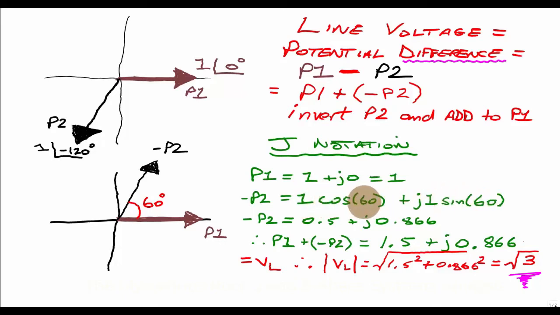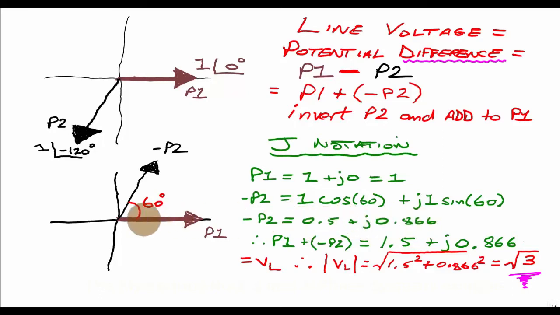So 1 times the cos of 60 on your calculator, you just basically write cos 60, and it will give you 0.5. Okay. If you then work out what the sine of 60 is, the sine of 60 comes to be 0.866. So we can wholly describe minus p2 by 0.5 plus j 0.866.